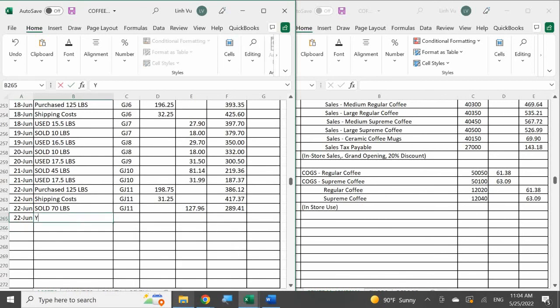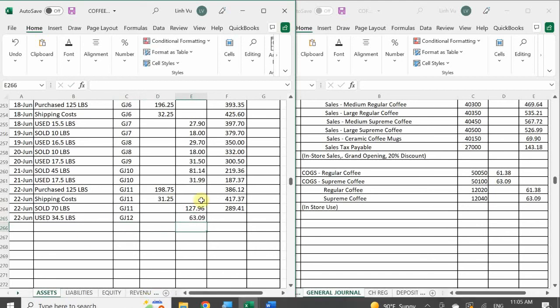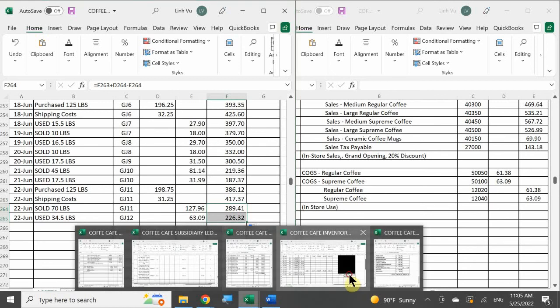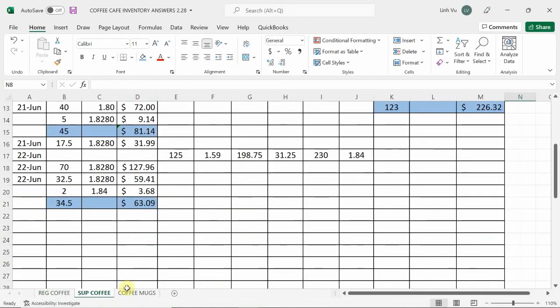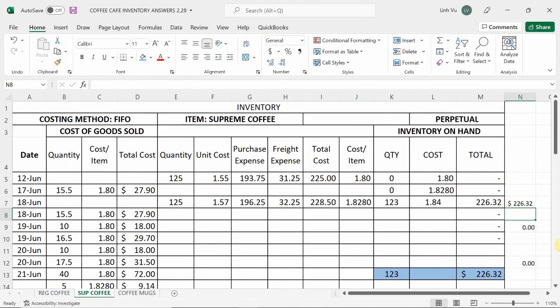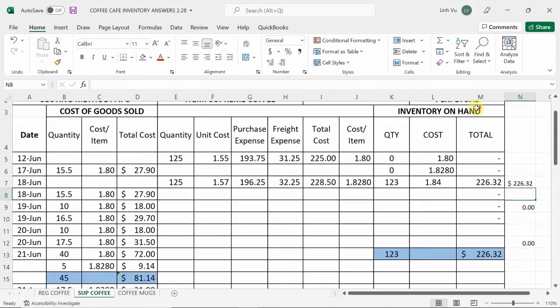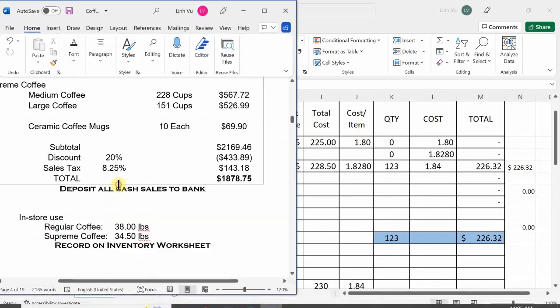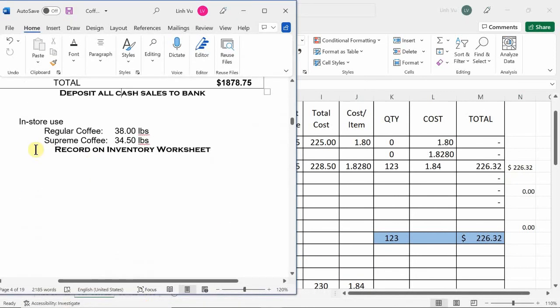And last but not least, I need to update my Supreme coffee, because I ended up using 34.5 pounds, which cost me $63.09. So that should leave me with only $226.32 in my inventory. Is that correct? $226.32 is correct. And that concludes today's lesson, because we are now officially done with this day.